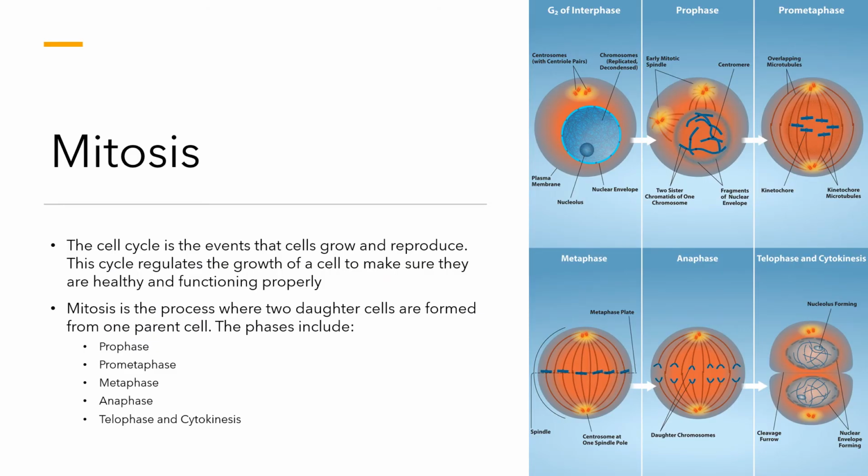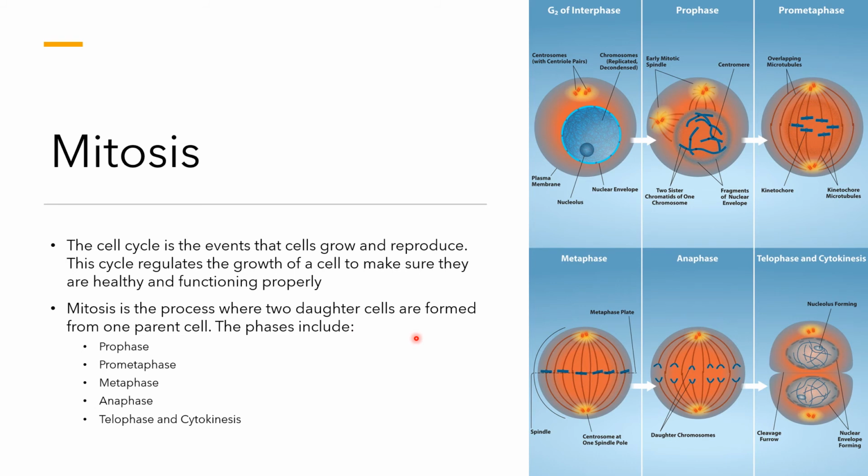So now we're going to get a little bit into genetics. We're not going to go too in detail. We're going to keep it as brief as we can. But first, mitosis is part of the cell cycle. And the cell cycle is the events that cells grow and reproduce. The cycle regulates the growth of the cell to make sure that they are healthy and functioning properly. This cell cycle makes sure that there are no cancerous cells, no cells that are not functioning properly, and if they are, they will undergo a self-destruction kind of mechanism.